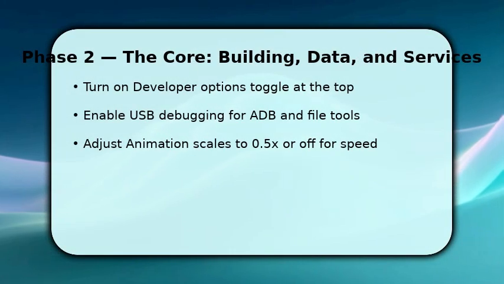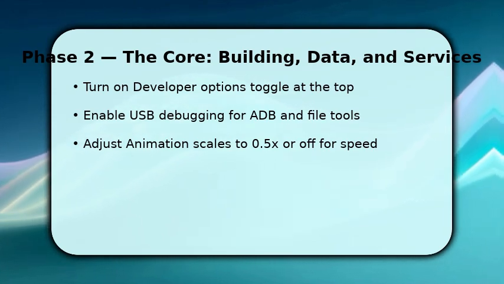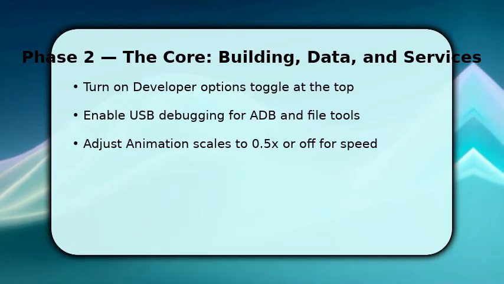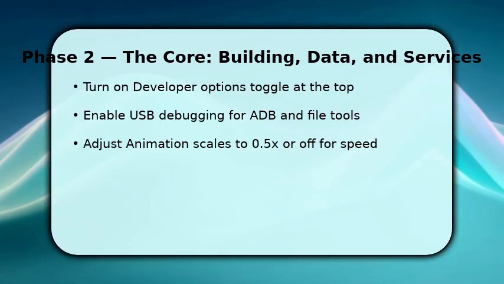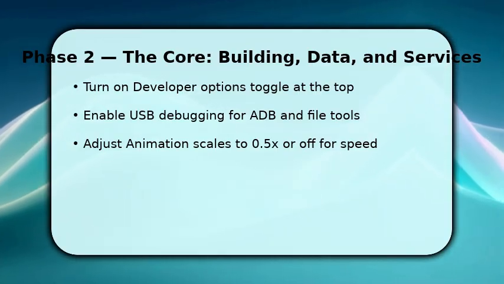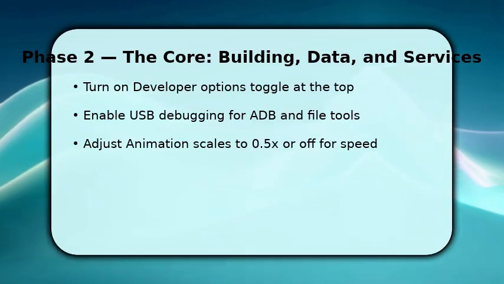You'll now configure the main toggles that matter. First, flip the Developer Options master switch on. This activates the menu. Next, enable USB debugging so ADB and file transfer tools can communicate with your device. Confirm any security prompts. For a snappier feel, change window, transition, and animator scale to 0.